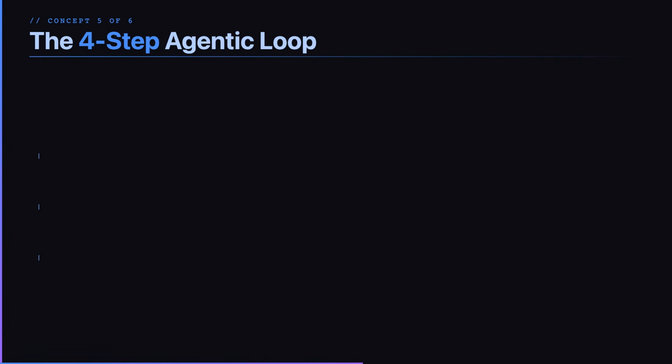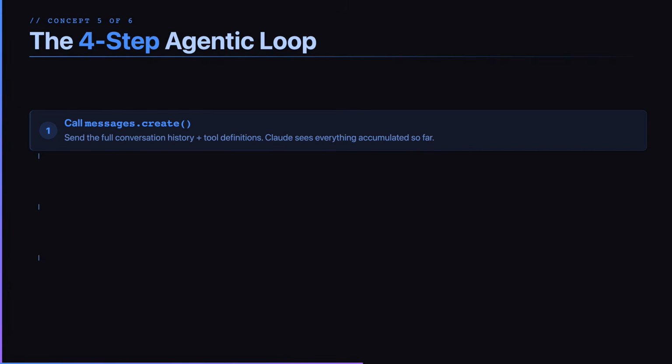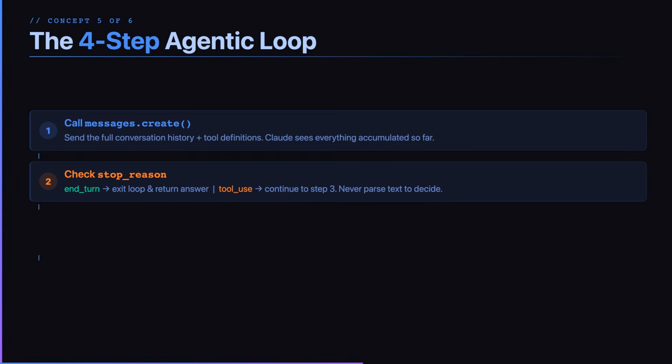Now we put it all together. The agentic loop is 4 steps, repeated until Claude signals it's done. Step 1. Call messages.create with the complete messages array and your tool definitions. Claude receives the full conversation history, every prior message, every tool call, every result. Step 2. Check stop_reason. This is the only decision point. If it's end_turn, exit and return the answer. If it's tool_use, continue to step 3.